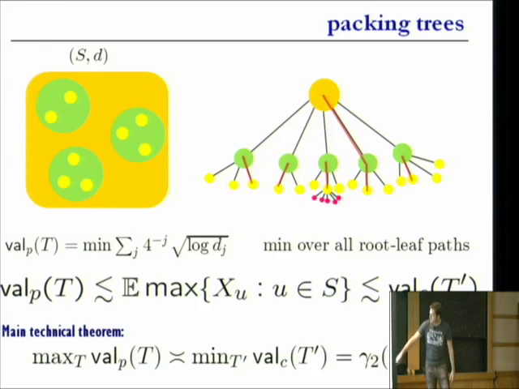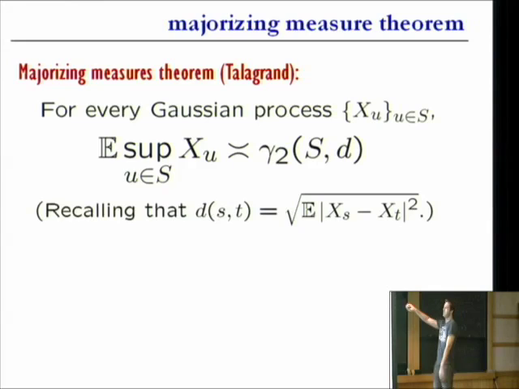So that leads to the majorizing measure theorem, which is that for any Gaussian process, now I'm not taking a finite one, so I'm taking a supremum instead of a maximum, the expected maximum of this process is exactly proportional to the gamma 2 value of this metric space S equipped with the natural metric that I talked about earlier. So this is gamma 2. Okay, he defined it in order to control the expected maximum of Gaussian processes.